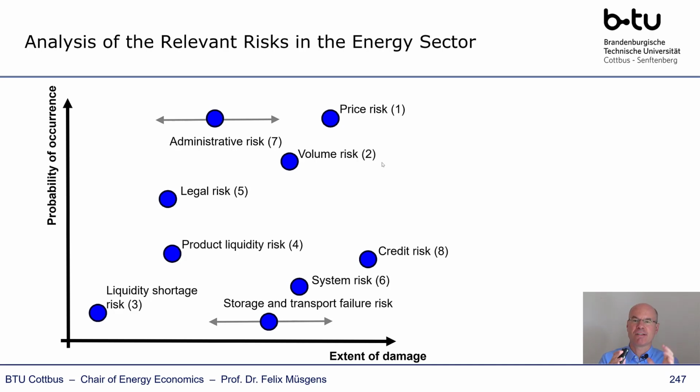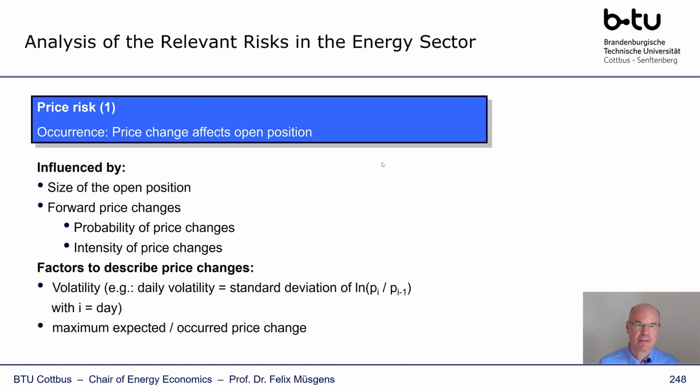So this is a first assessment, not only looking at risks, but also analyzing their probability of occurrence and the extent of damage that may be involved with these specific risks. Let's go through them from one price risk to eight credit risk. Price risk, when and how does it occur? Well, it happens when price changes affect the open position. That is price risk. Price changes, you have an open position, value of that open position changes, and if that goes bad, then it's a risk.